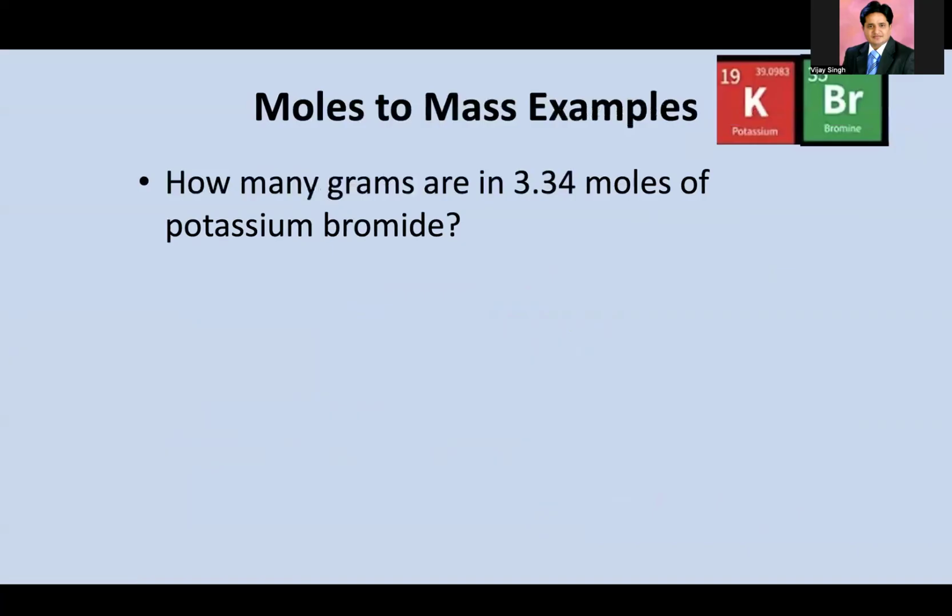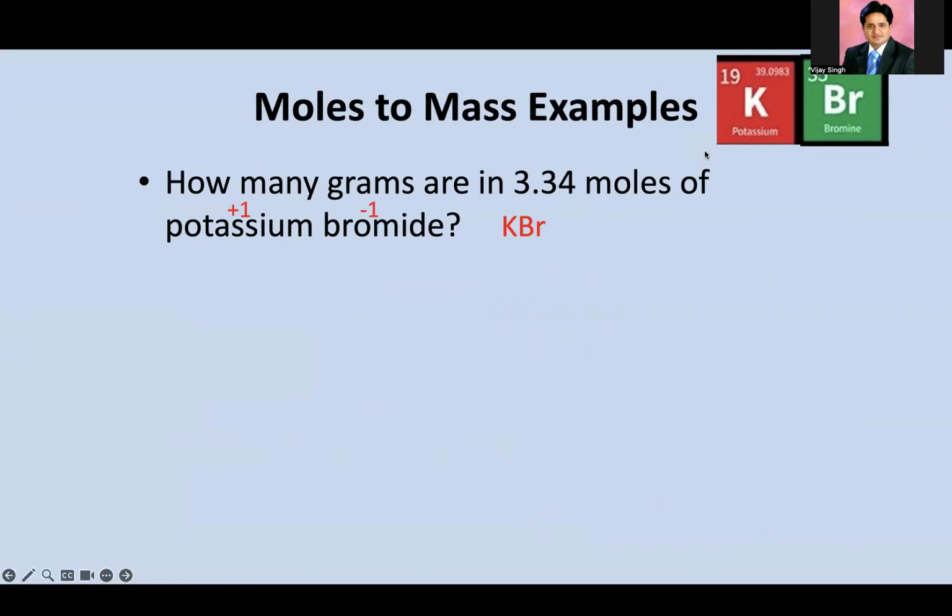Next, how many grams are in 3.34 moles of potassium bromide? Pause the video and first try to write down the formula for potassium bromide. Potassium bromide is KBr. Use the swap and drop method. Review my PowerPoint notes on the swap and drop method. So you have potassium bromide as KBr.